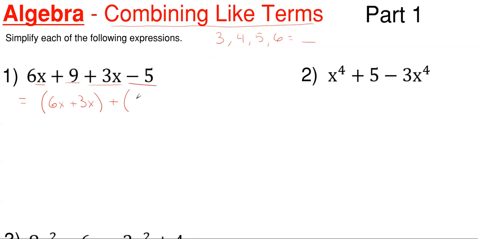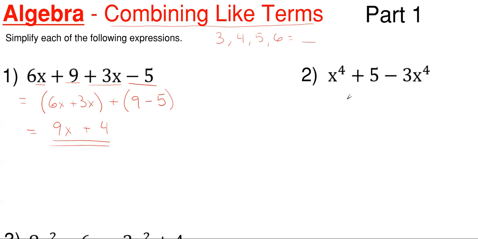You have to watch out for that. So we'd have 9 and then the negative 5 here. See how I've separated these out into terms with x and terms without x. Now we're just going to add these two together. How many total do I have? Well, I have 6x's plus 3x's. That gives me 9x total. And then plus the second portion, which is 9 minus 5, which gives me 4. And that would be my simplification of that expression by combining terms that are alike.